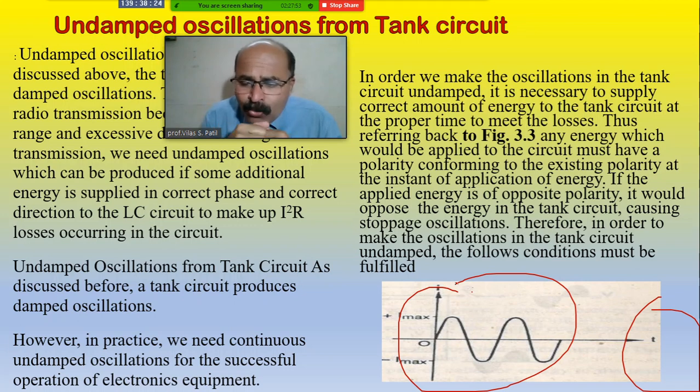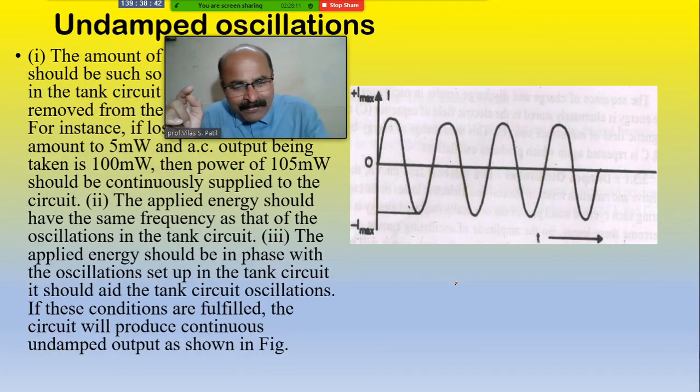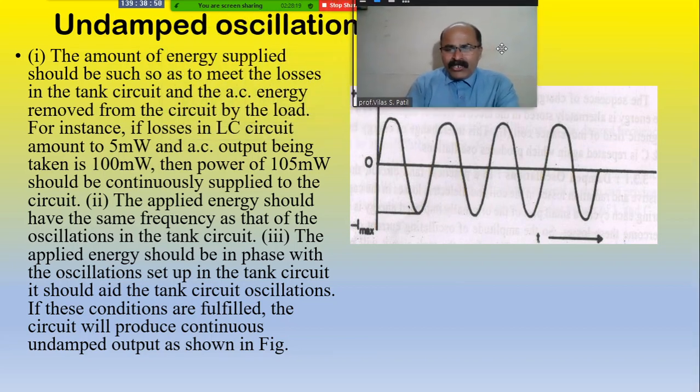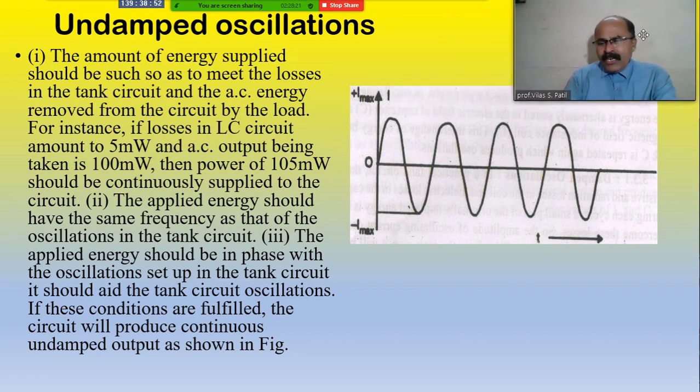And therefore, in order to make the oscillation in the tank circuit undamped, we have to fulfill the above condition. If we fulfill it, then we get the conversion of damped oscillation into undamped one. Friend, this is the full diagram, a graphical representation of the undamped oscillating motion. I am marking it here with a red pen.